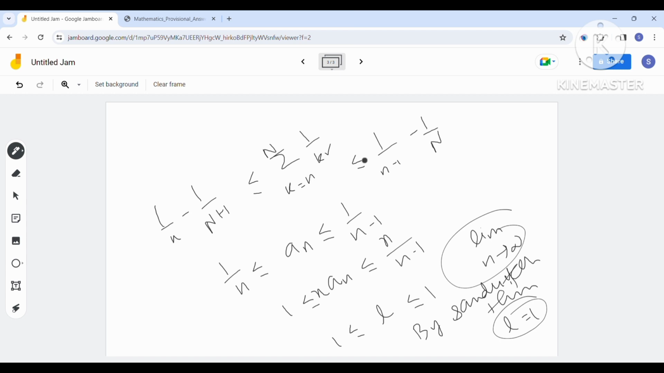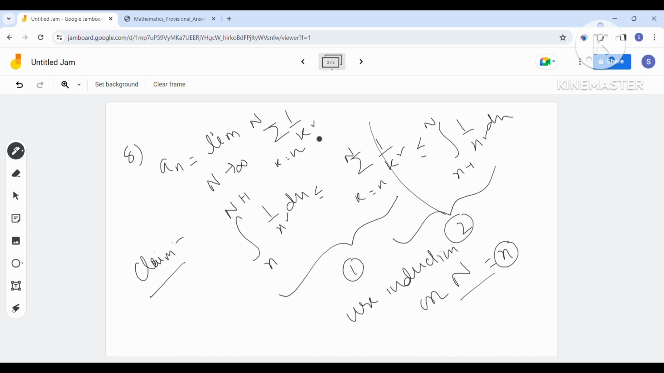So the actual crux of this problem is this inequality. If you know this inequality, then you can solve it, otherwise you can't. It's not a trivial problem. So I already told it's a difficult one. It's one of the difficult problems.